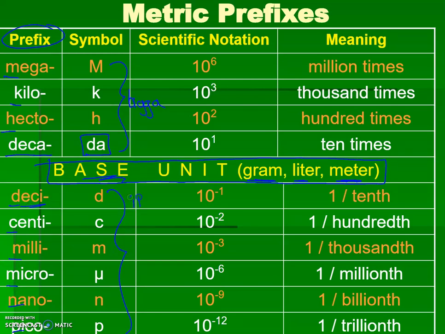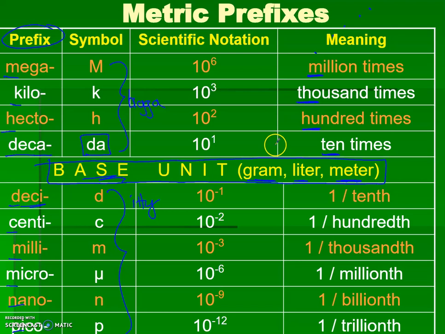Deci is itty bitty and smaller than our base unit. Okay, so deca, like a decade, is 10 times bigger than the base unit. Hecto is 100, kilo is 1,000, and mega is 1,000,000. Yes, there are ones that are bigger than this in there.